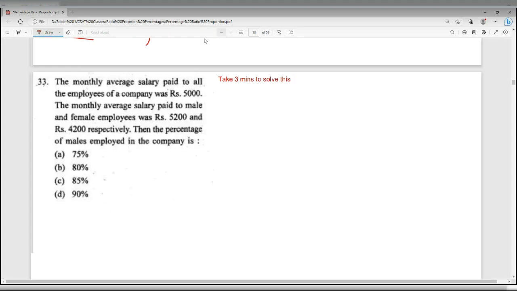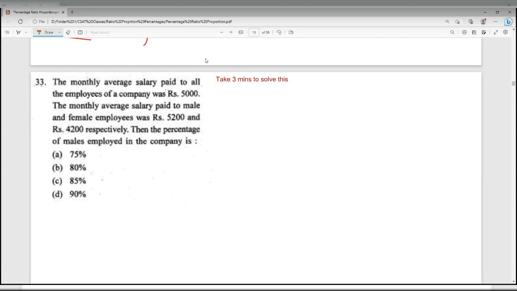So what they're saying is the monthly average salary paid to all the employees of a company was 5,000. The monthly average salary paid to the male and the female employees was 5,200 and 4,200 respectively. Then the percentage of males employed in the company is. So we know that average is equal to total value, or the sum of the salaries of all the people. Let's take it like that here. The total company's average is equal to salary of all the employees divided by total employees.